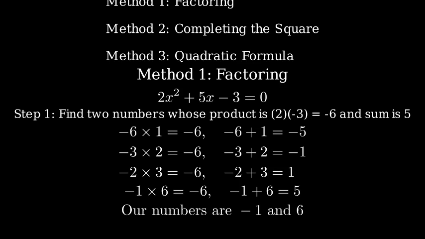Step 5. Using the zero product property. If a product equals 0, then at least one of the factors must be 0. 2x minus 1 equals 0, which gives us x equals 1/2. Or x plus 3 equals 0, which gives us x equals negative 3. So the solutions to our equation are x equals 1/2 and x equals negative 3.